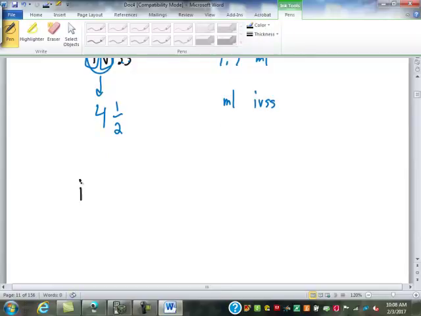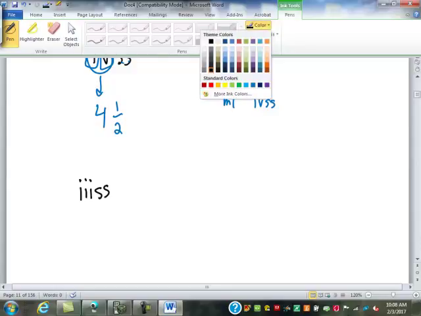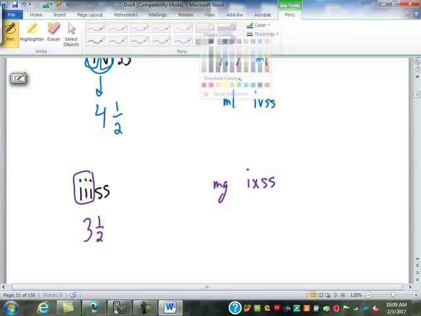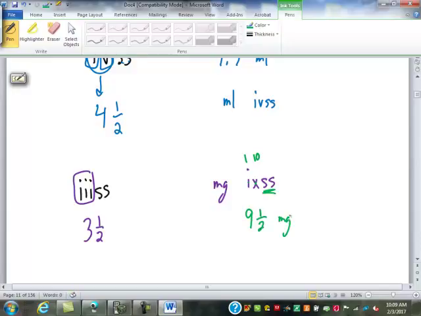So how about IIISS? Yep. It's 3 ones and a half. So 3.5. So MGIXSS would be, well, I is 1, X is 10, so that's 9, and SS is a half. So you've got 9.5 milligrams.